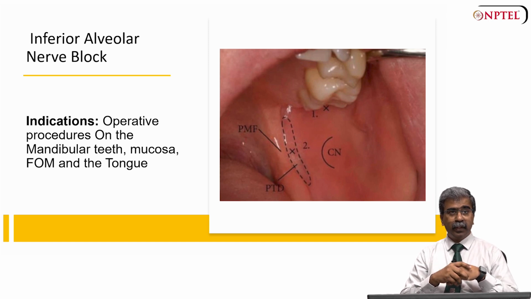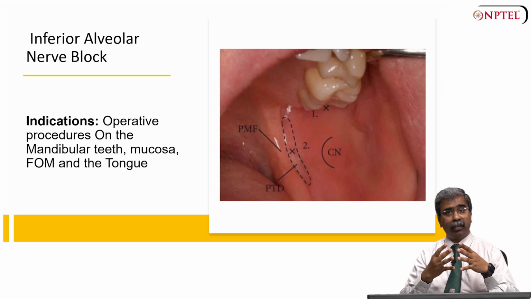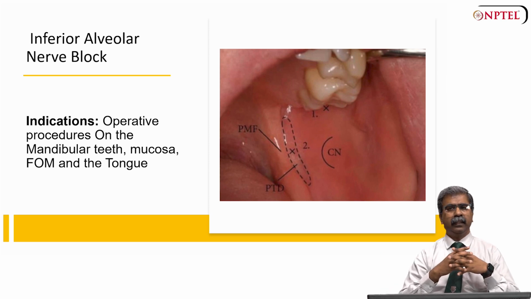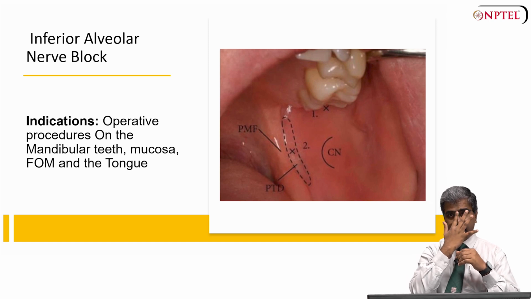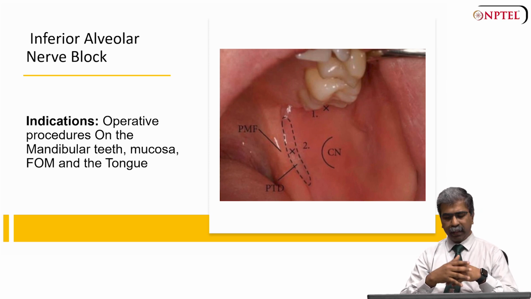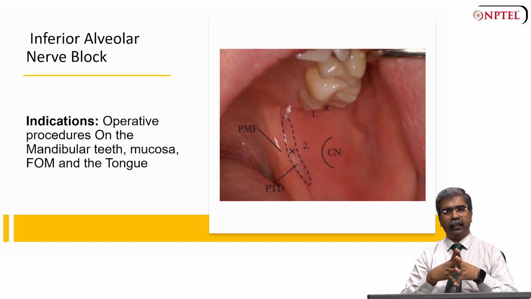It also ensures numbness for any procedure in the floor of the mouth, soft tissue procedures, or any biopsies. And it also anesthetizes the anterior two-thirds of the tongue via the lingual nerve, which is anesthetized along with the inferior alveolar nerve block, allowing for procedures involving the tongue, such as a biopsy or excision of any lesion in the tongue.